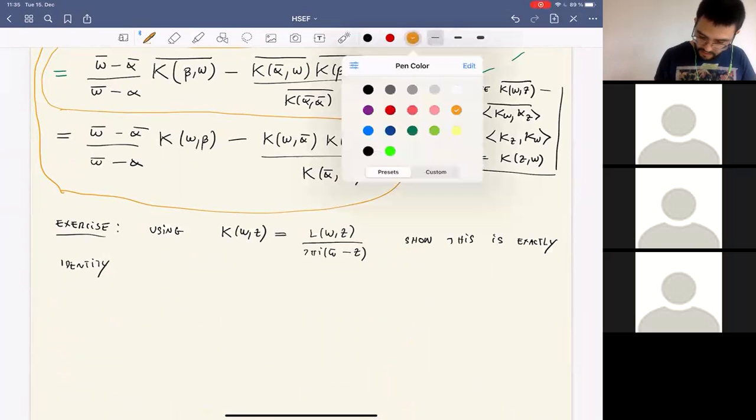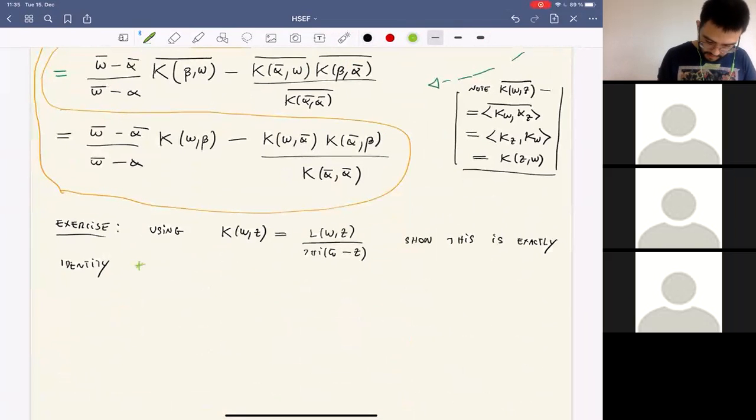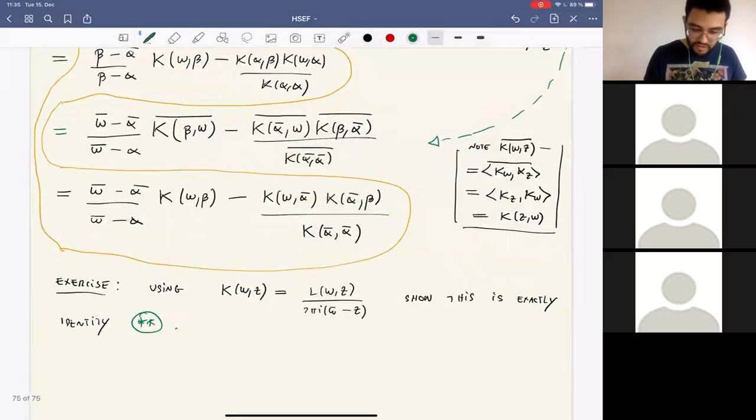Go back to green. Oh, this is too green. This is the green. This is exactly identity double star. Okay, so you just write this identity in terms of L. Okay, so that finishes the proof.